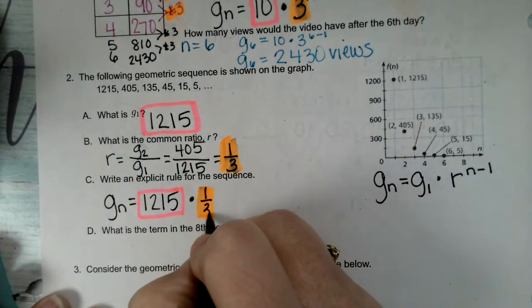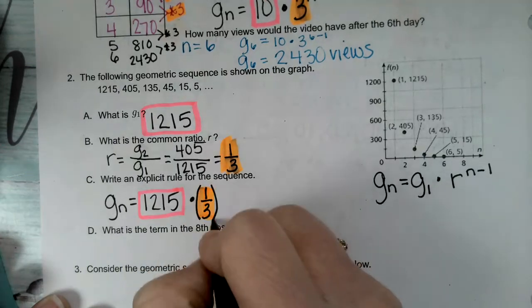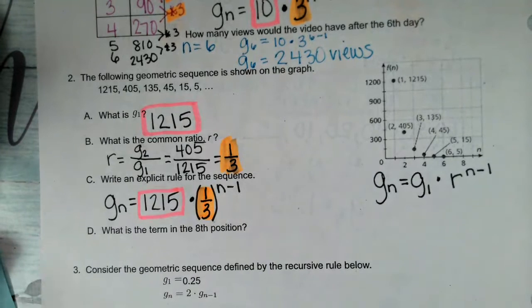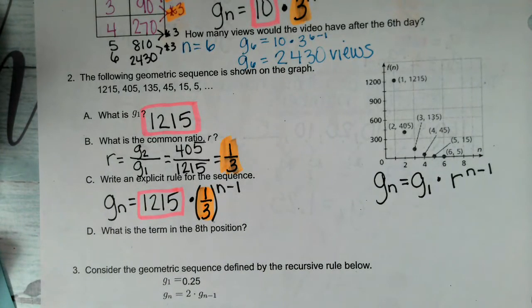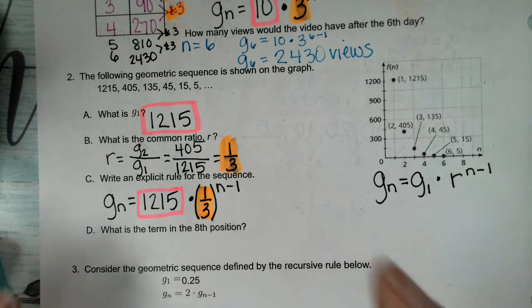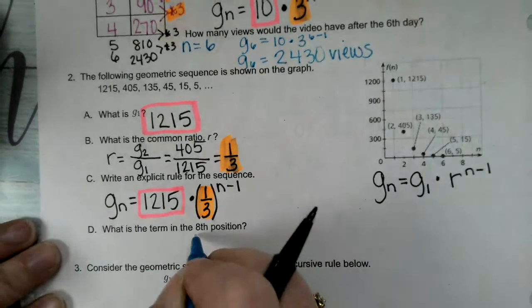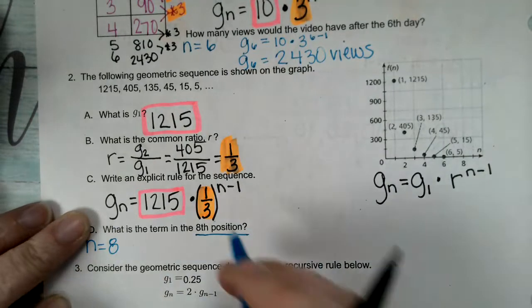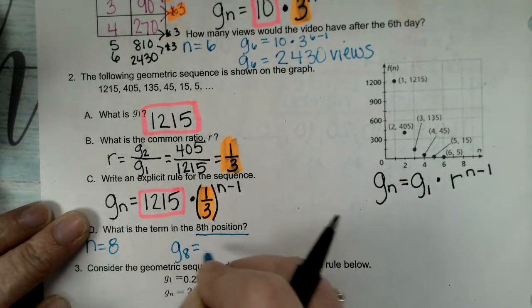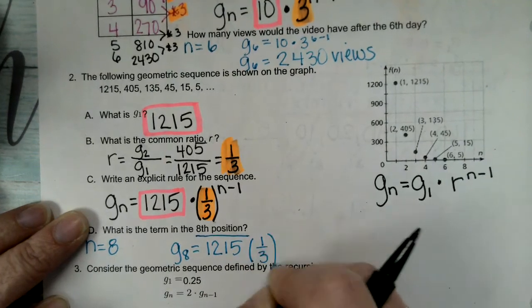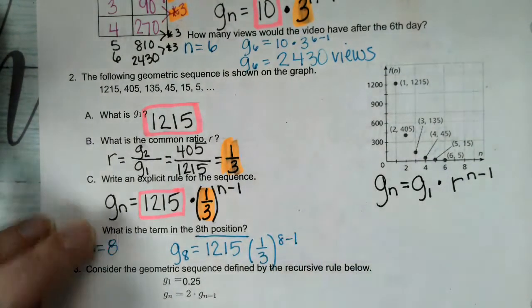And remember what I said about a fraction. If you have a fraction, please put parentheses around it because the n minus 1 belongs to the entire fraction. And if you don't put parentheses around it, the n minus 1 would only belong to the 1. So if there's a fraction, make sure you put parentheses around it. Now it says, what is the term in the 8th position? Remember, n is 8. So if you plug that in, G sub 8 is equal to 1,215 times 1/3 to the 8 minus 1.